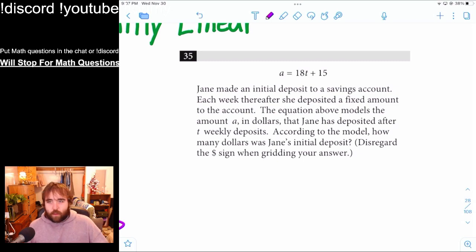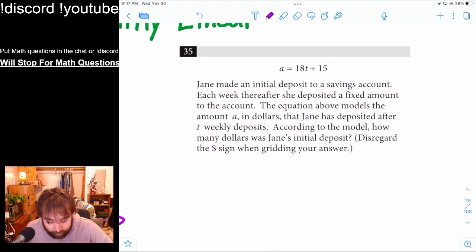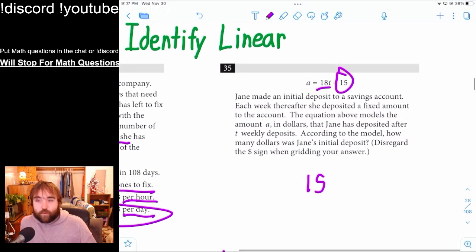So let's read this question. According to the model, how many dollars was Jane's initial value? We're looking for the starting value. That's 15. So 15. That's how much she starts with. That's how much she's putting in every time interval, every week.